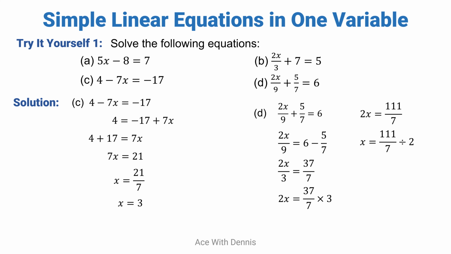Then move the 2 to the right hand side. From multiplication become division. Hence x equals 111 over 7 divided by 2, or 111 over 7 times half. And the result is 111 over 14, or change to improper fraction, which is 7 and 13 over 14.